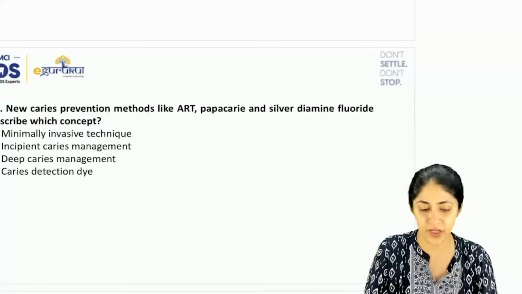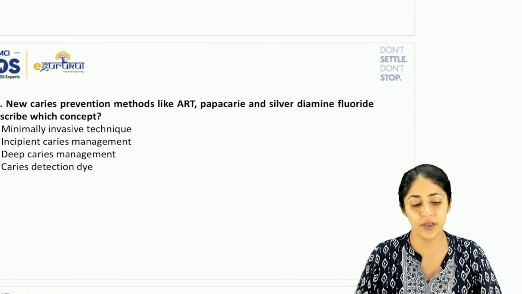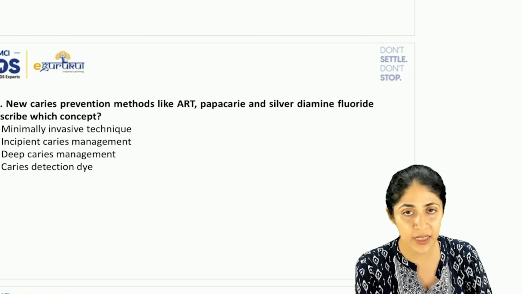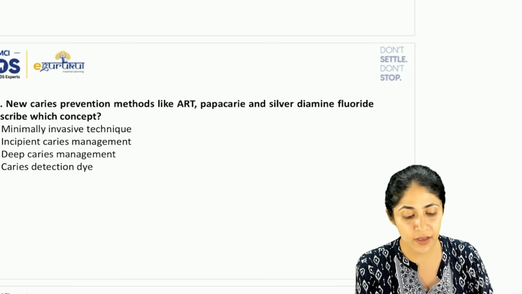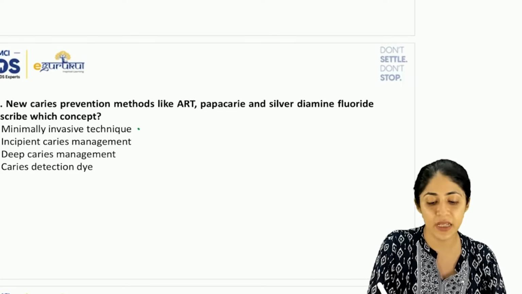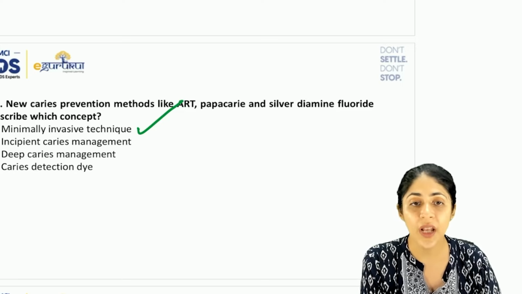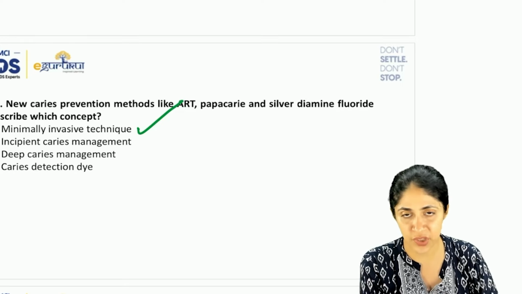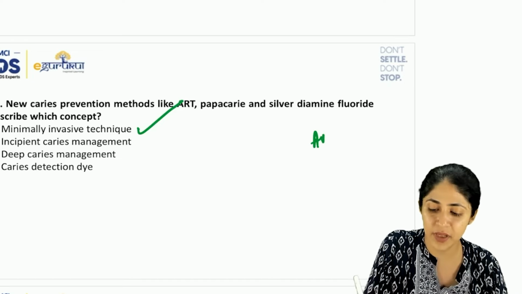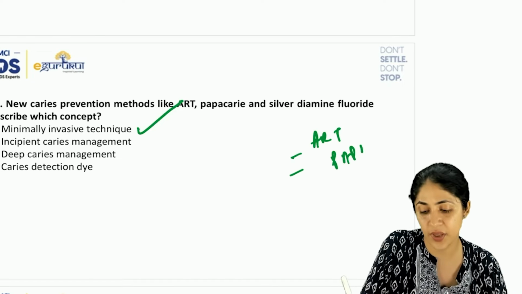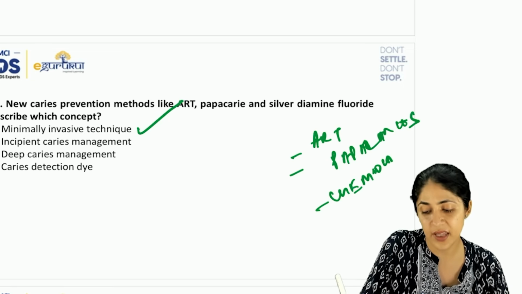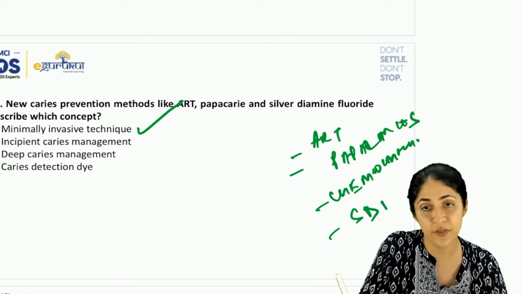So this is the disadvantage. Now the other question is the new caries prevention methods, which are ART, papillary, chemico-mechanical methods. What are they? What technique is it? This technique would be the minimal invasive technique. The new techniques of caries prevention, the minimal invasive techniques, are ART, papillary, chemico-mechanical caries removal, and silver diamine fluoride.